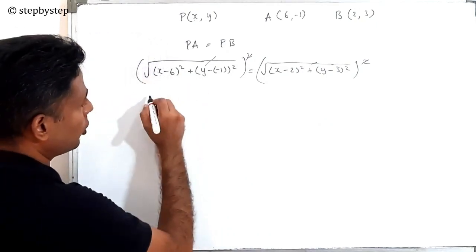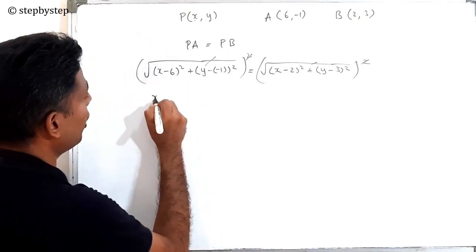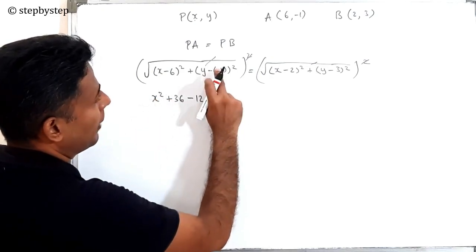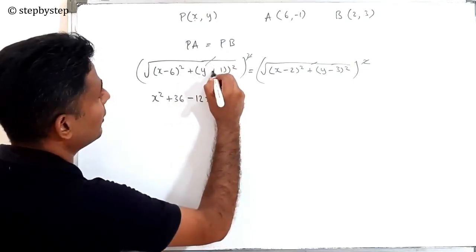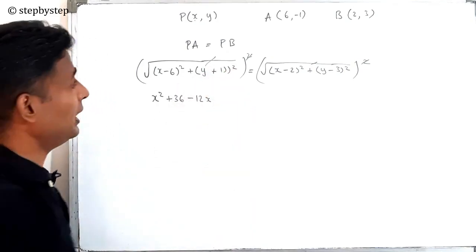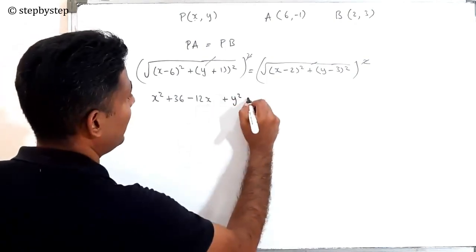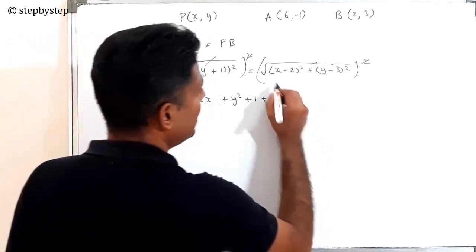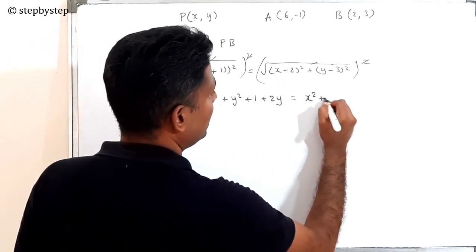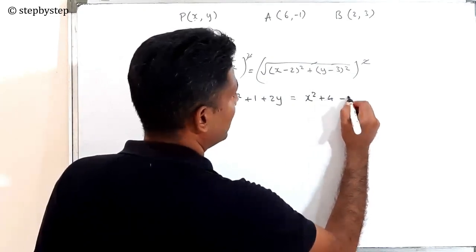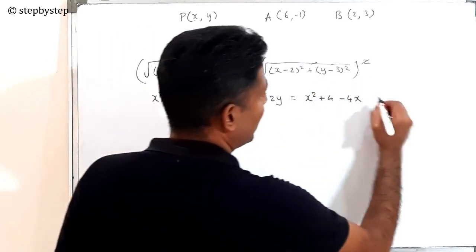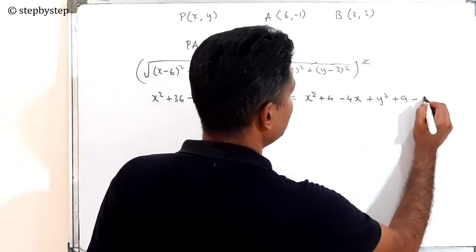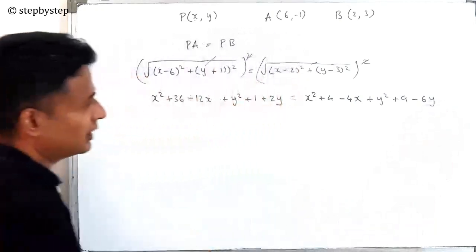Now x minus 6 whole square: we have to use the a minus b whole square formula, x square plus 36 minus 12x. Now minus of minus 1 will become y plus 1, so we have to use the a plus b whole square formula: a square plus b square plus 2ab. Here again the a minus b whole square formula, a square plus b square minus 2ab, and again the a minus b whole square formula. So this is what we get.